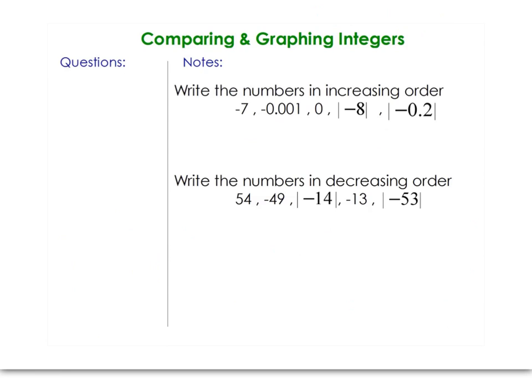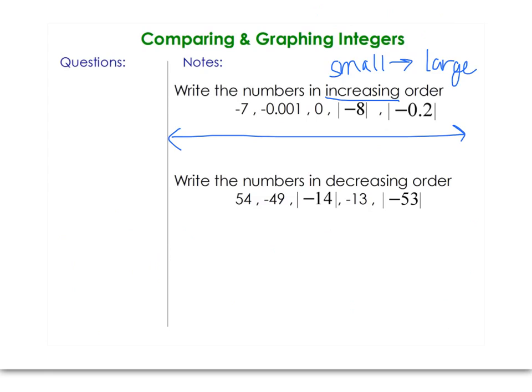Let's take a look at these examples. It says write the numbers in increasing order. That's small to large. So if I do my number line, well, 0 is going to be in the center. That doesn't look like a 0. That looks like a different number. That looks like a 6. Miss Sawyer, why are you making messy numbers?